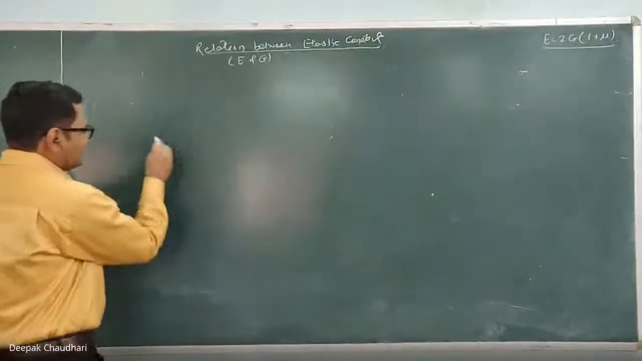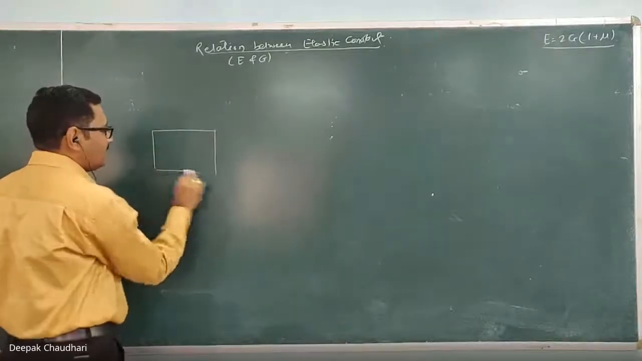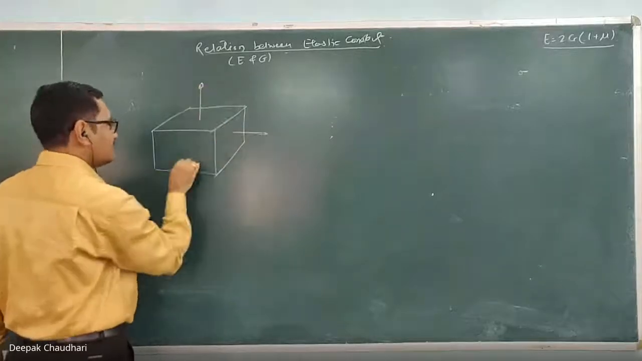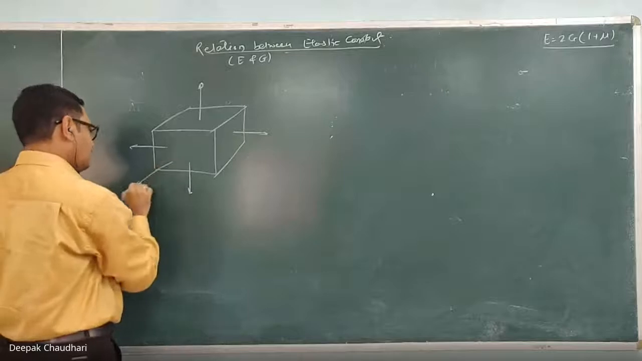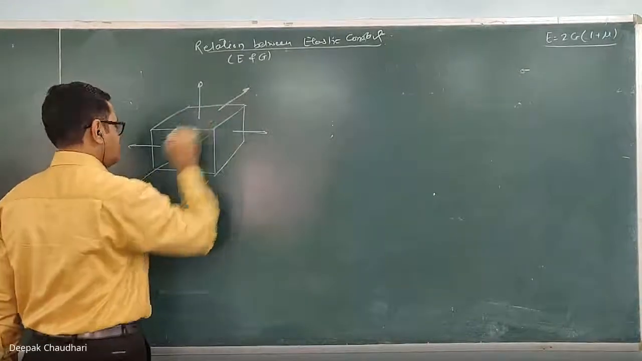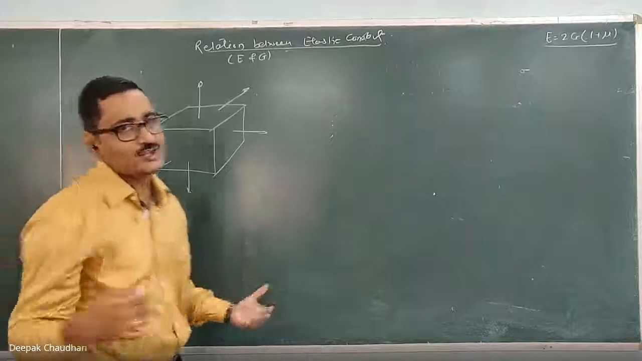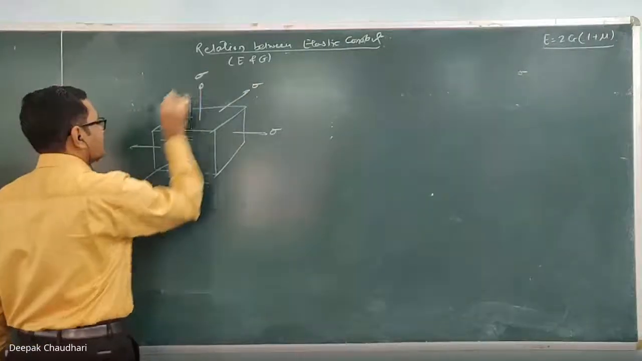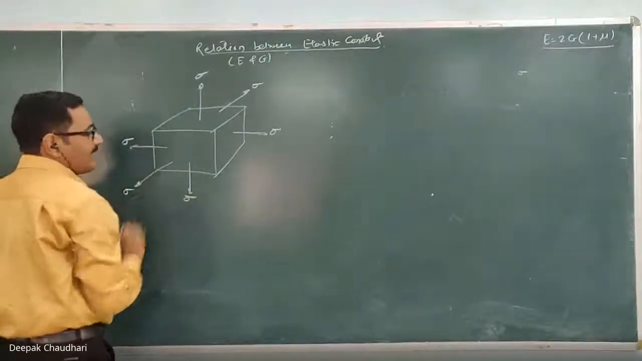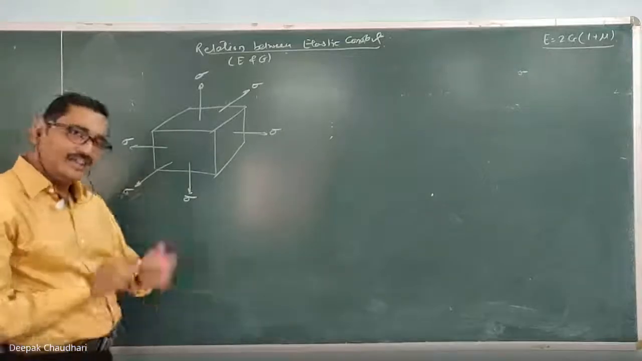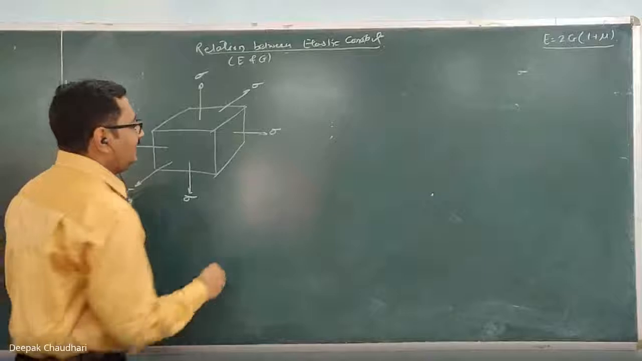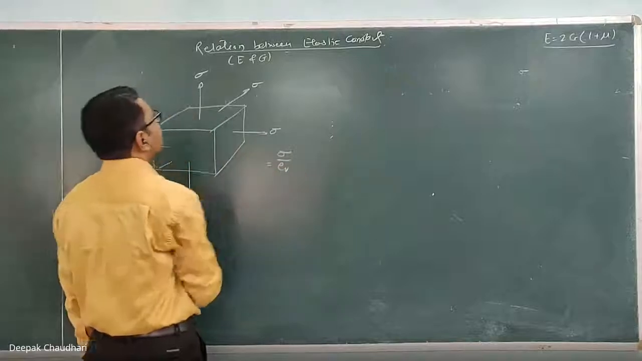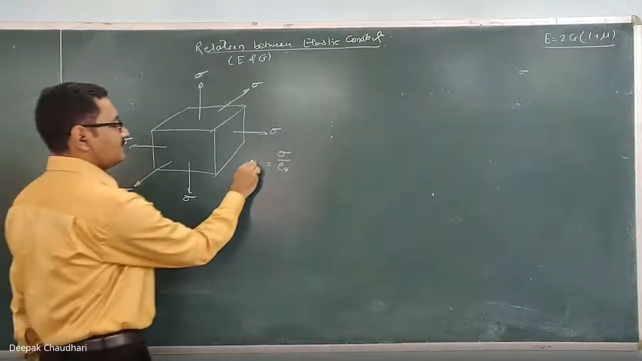Okay. What I explained about the bulk modulus: when an object is subjected to a triaxial stress system of equal magnitude and same in nature, all three should be either tensile or all three should be compressive. So when three identical stresses of equal magnitude, identical meaning the nature should be identical, are acting here, then the ratio of this direct stress to the volumetric strain is known as the bulk modulus.